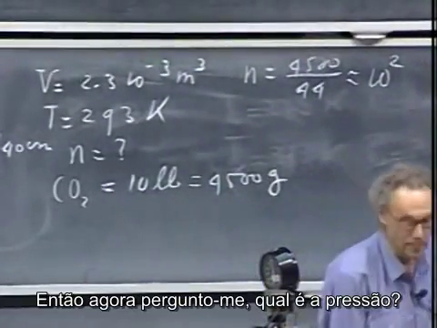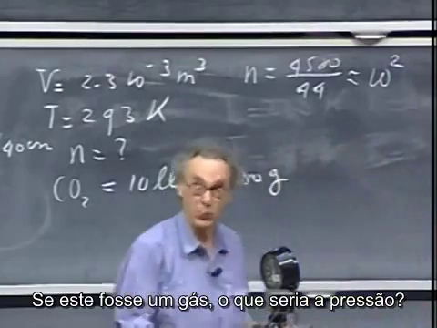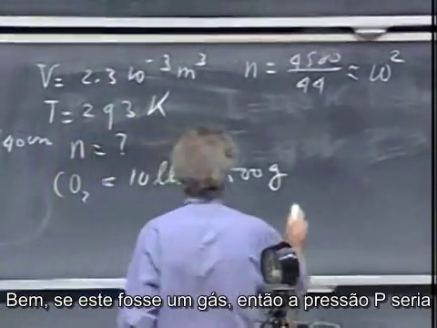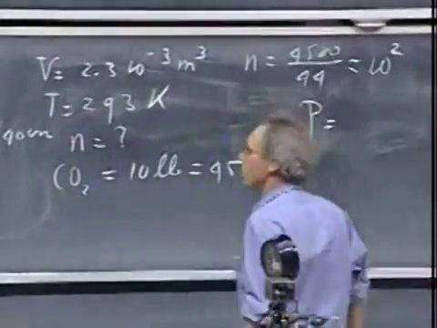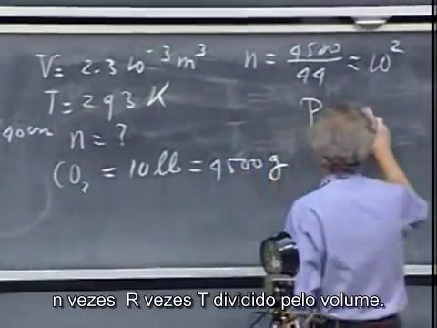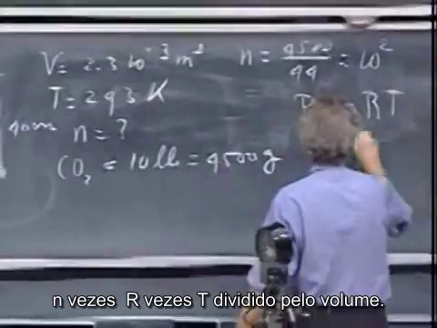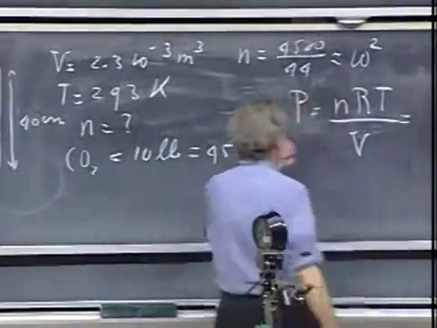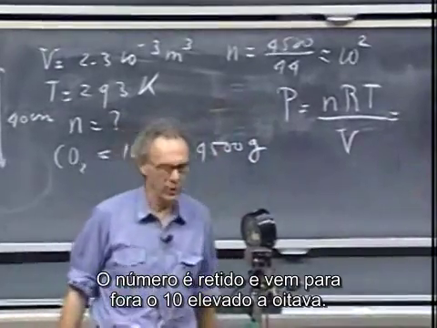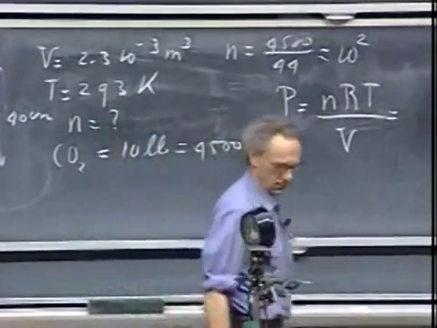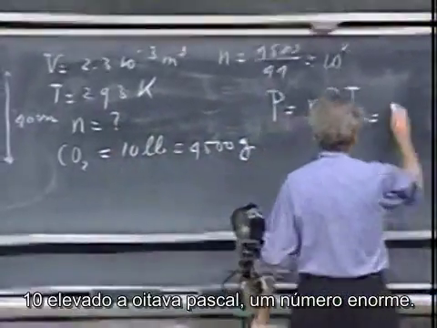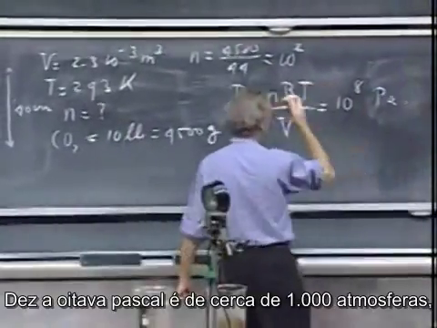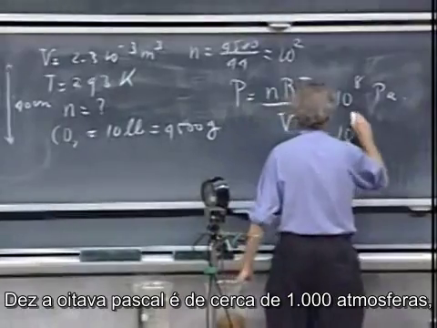So now I can ask myself, what is the pressure? If this were a gas, what would be the pressure? Well, if this were a gas, then the pressure, P, would be n times R times T divided by the volume. I stuck in the numbers, and out comes 10 to the 8. 10 to the 8 Pascal, an enormous number. 10 to the 8 Pascal is about 1,000 atmospheres.